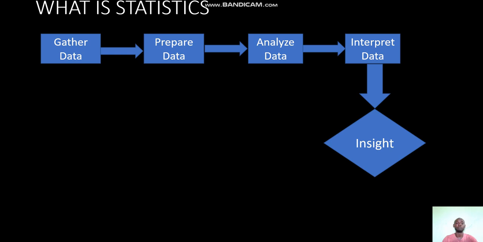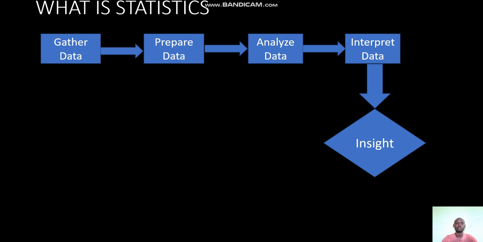Then the process of preparing the data, you make sure that the information that those people give to you is well formatted. That is, those that are supposed to be in a text column are in text column. Those that are supposed to be in number column are formatted as number. Those that are supposed to be in date column are formatted as dates. That is, you make sure that your data are well formatted.